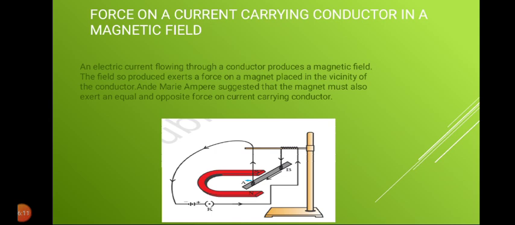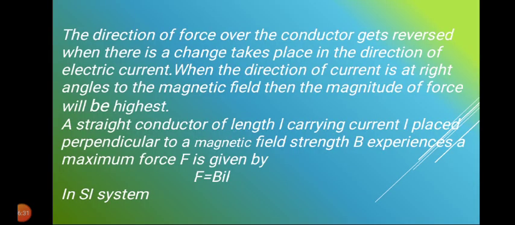Or we can say, what happens to the conductor when no current is allowed to flow. From this activity, we observe that on reversing the direction of current in the conductor, the magnetic force reverses its direction. However, no force is experienced when current does not flow in the circuit. Thus, we can say that the direction of force on the conductor gets reversed when a change takes place in the direction of electric current. Means, if the direction of electric current changes, then the direction of force on the conductor will also be reversed.